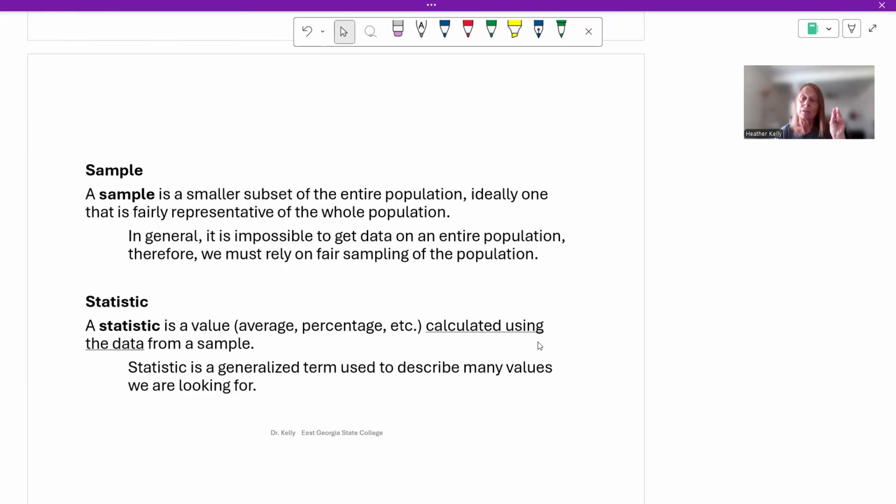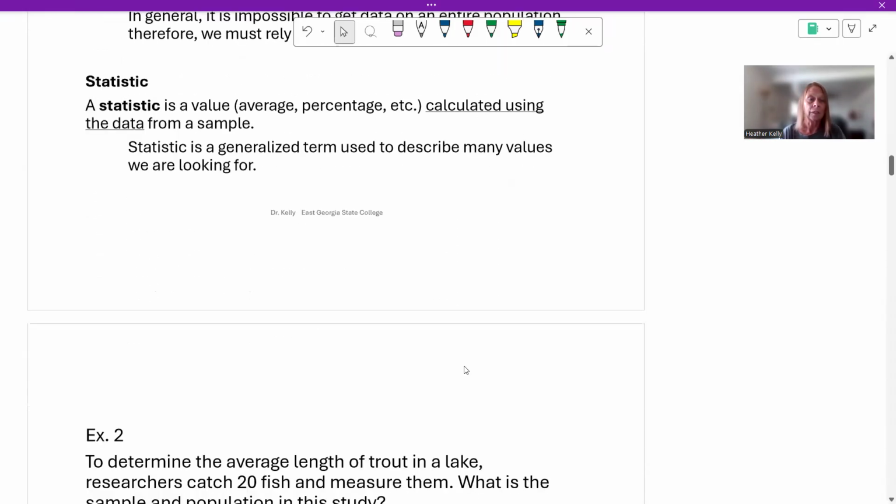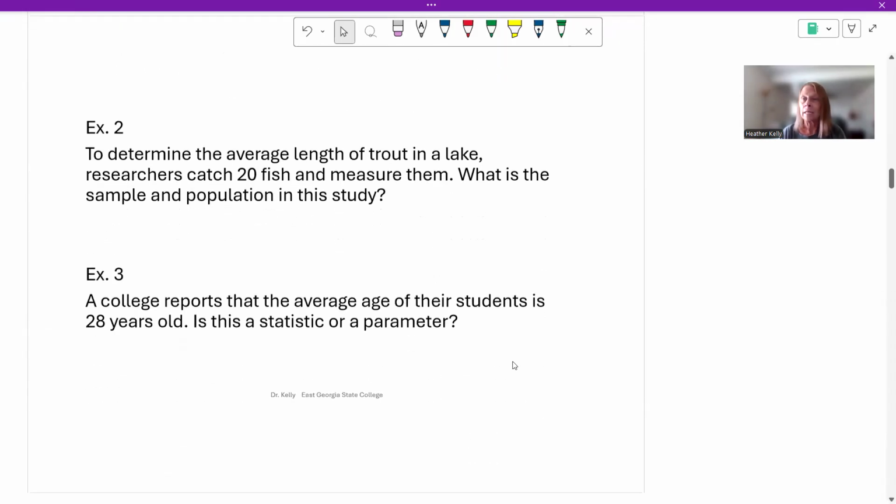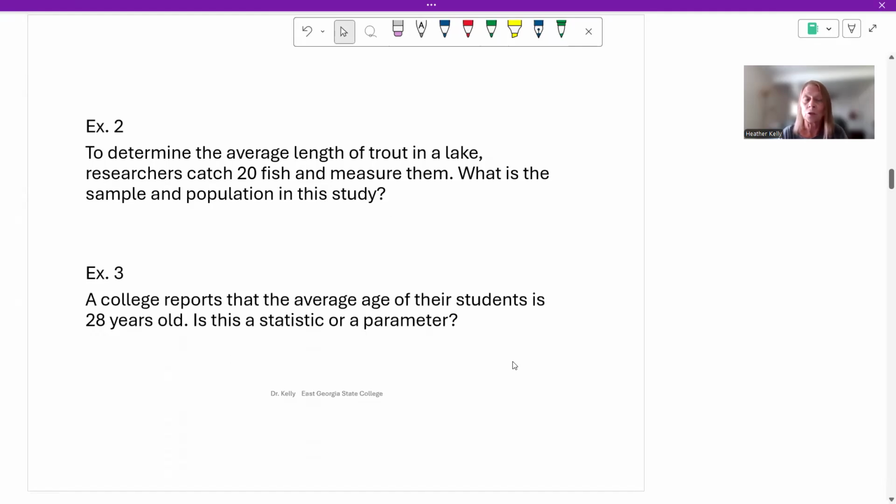And when we think about statistics, we think about it as something specific. But the term statistic is more of a broad, general term that we can use to describe anything that we calculate using data as our base. Okay, so let's take a look at another example or two here.